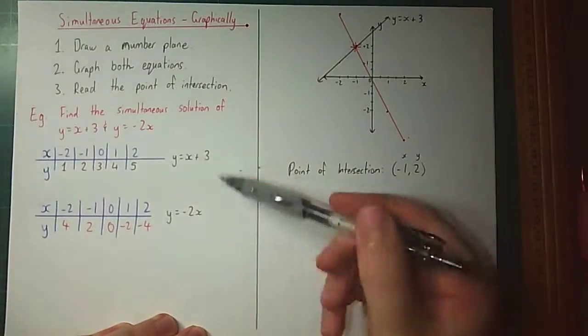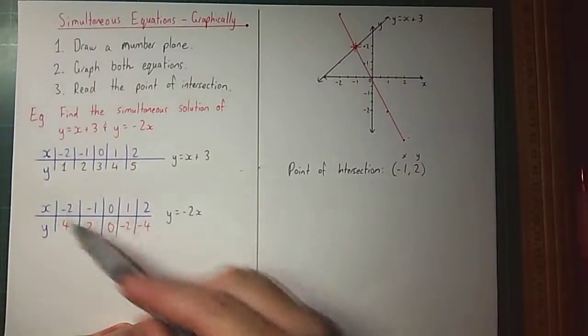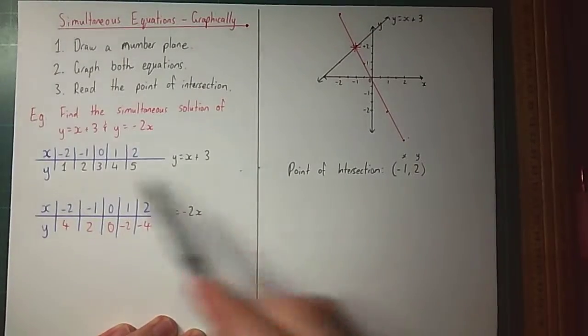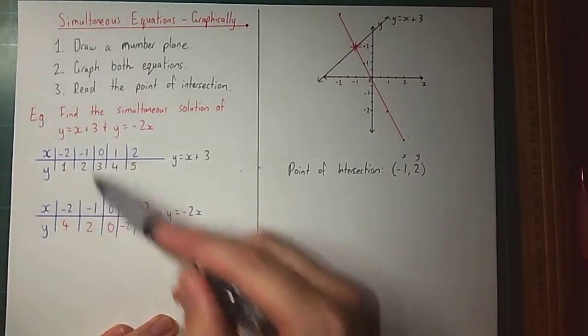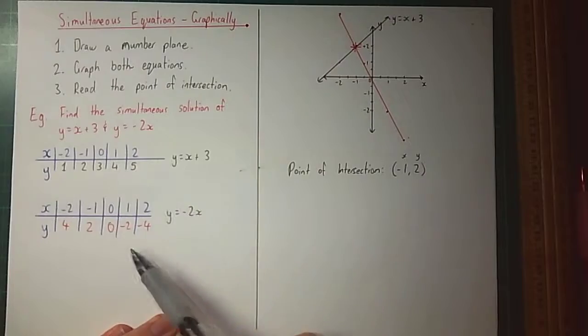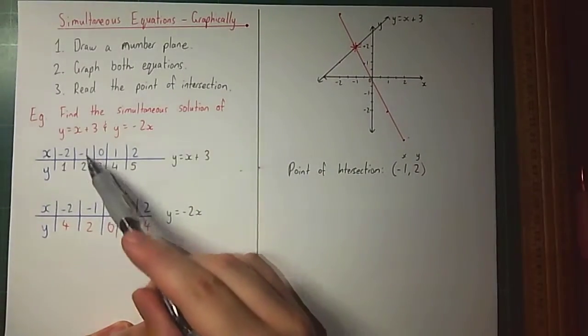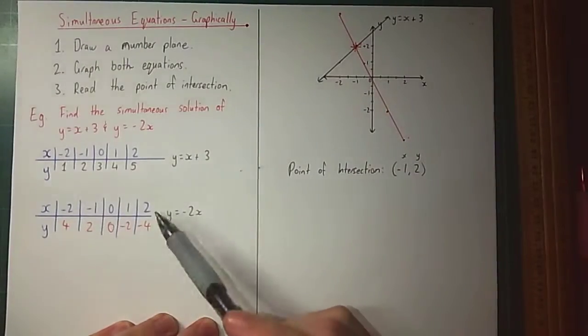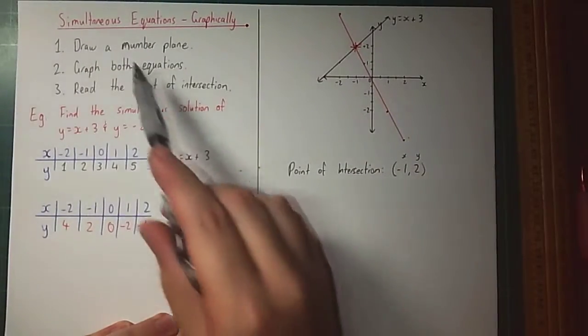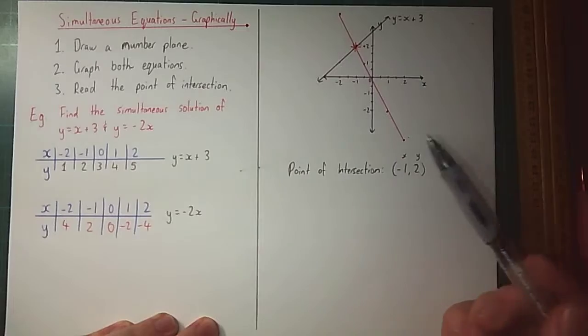Now, if you aren't required to graph these 2 equations, you can still sometimes find the point of intersection if you have them in your table of values. You'll notice here that minus 1 and 2 and minus 1 and 2 are the only things in common with these two tables of values. So we can identify that it's going to be minus 1 and 2 from here. However, the question did ask to actually graph them, and this is a good practice for that.